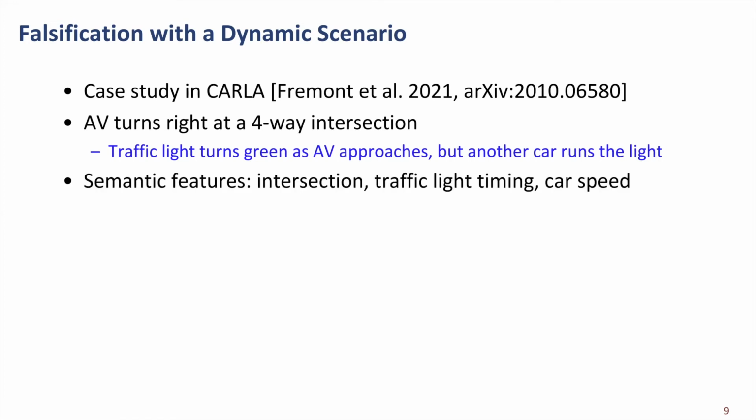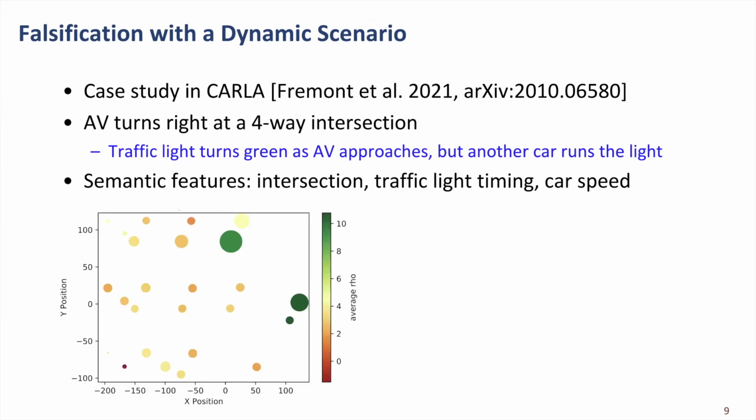So the semantic features that we varied here were which intersection the scenario takes place at, the timing of the traffic light, and the speed of the car. And we can do falsification in Verify, sampling from this scenario and monitoring specs like the cars should not collide, for instance, and then analyze the results.